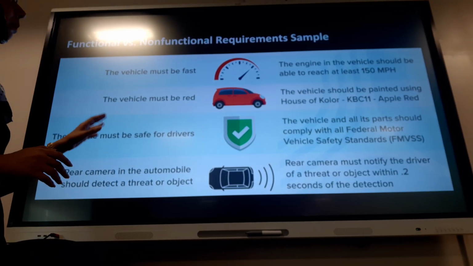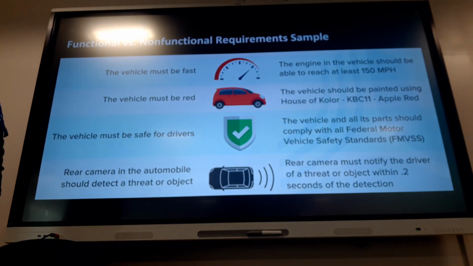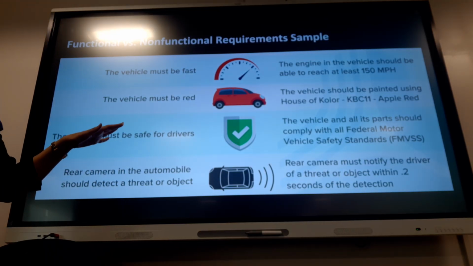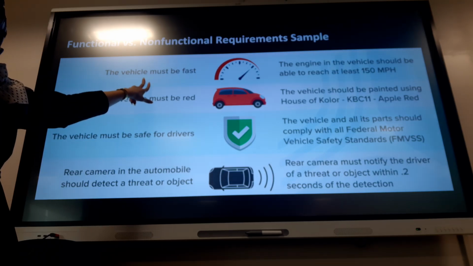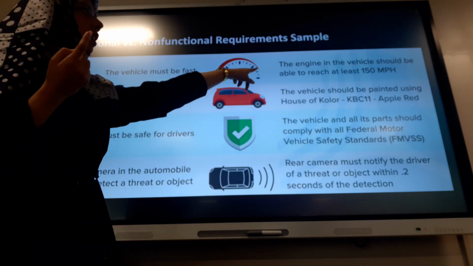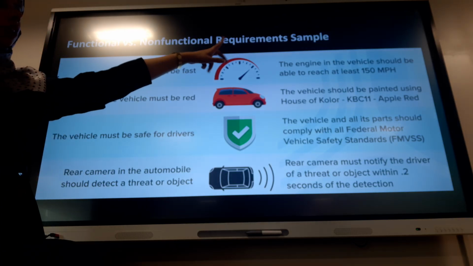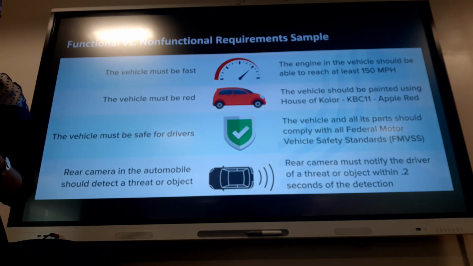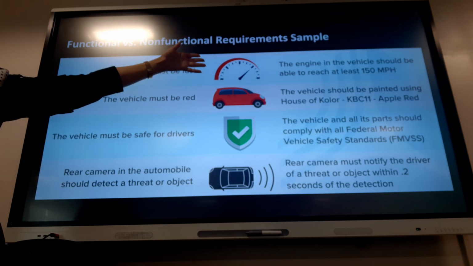So here we have simply two things, left and right. We're talking about almost the same measures, but we have the vehicle has to be fast. As we said, it's missing the details of how fast, right? So here, if I said the engine in the vehicle should be able to reach at least 150 miles per hour, this is now a good requirement, right?